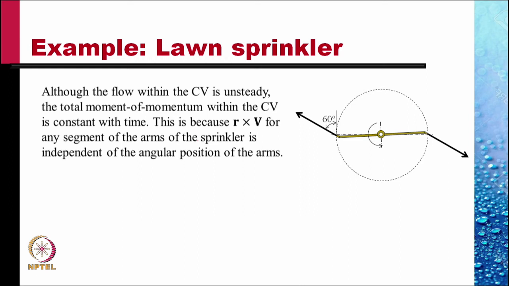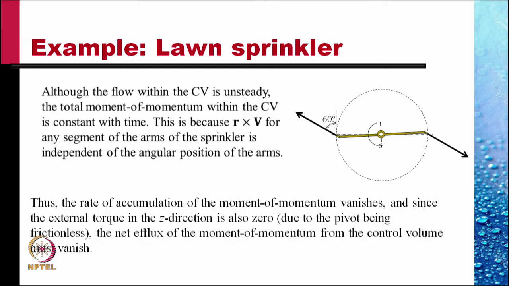Whatever angular position, the value of r cross V is the same. And so, angular momentum does not change with time. The rate of accumulation is 0. The net torque we want is 0. So, the sprinkler arms would rotate at such a speed that the net efflux of angular momentum is 0.